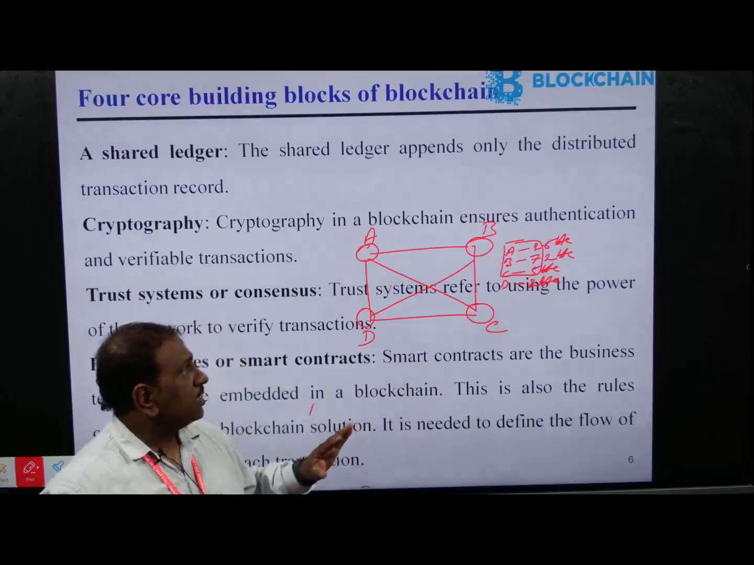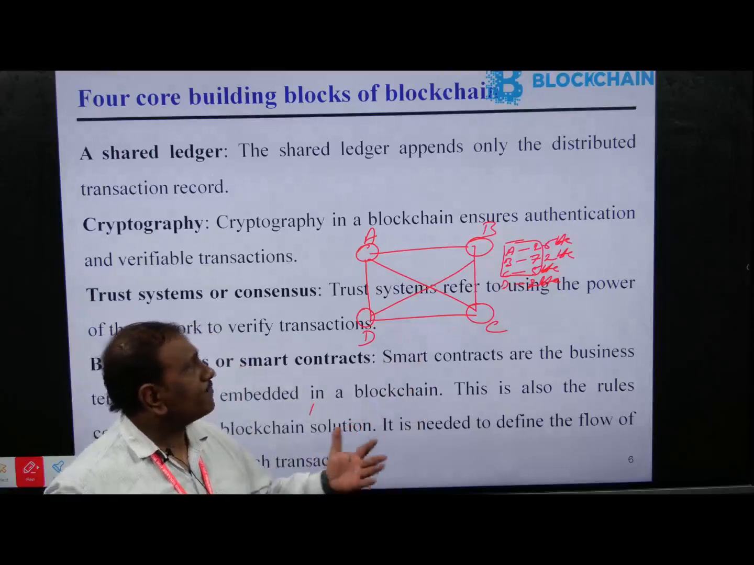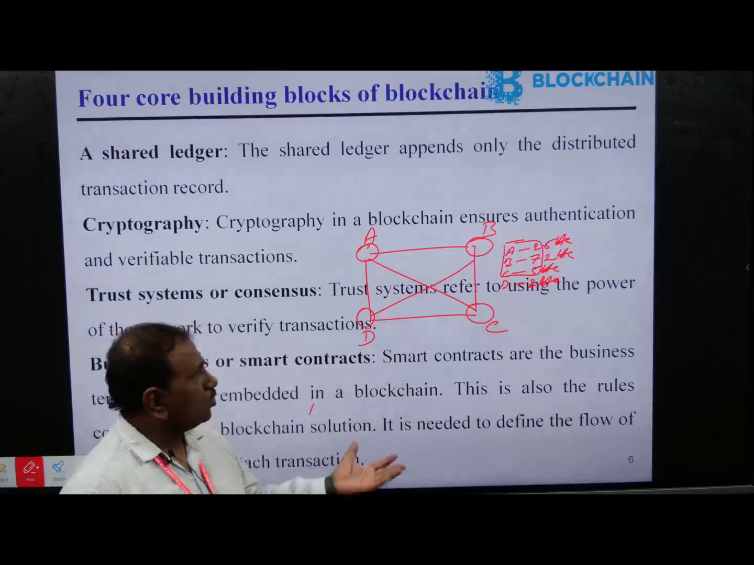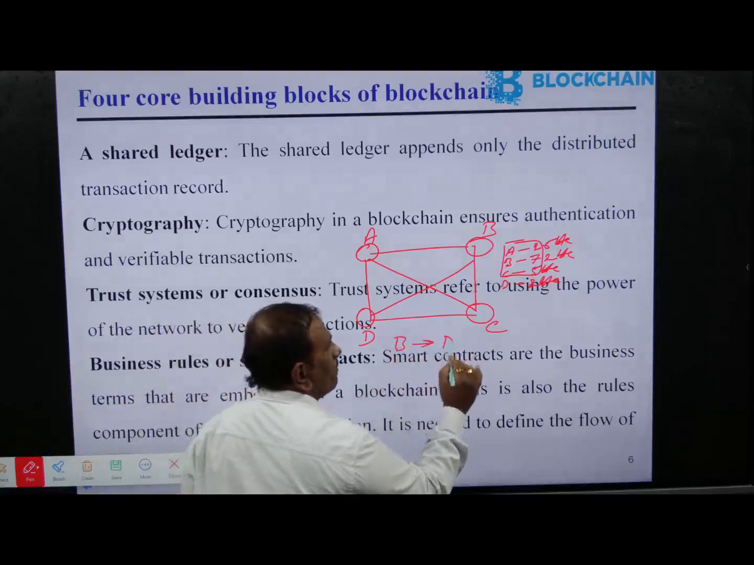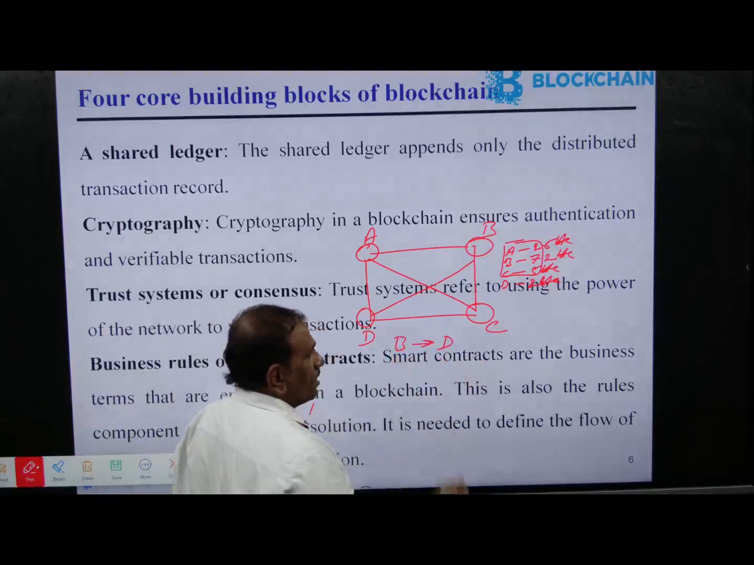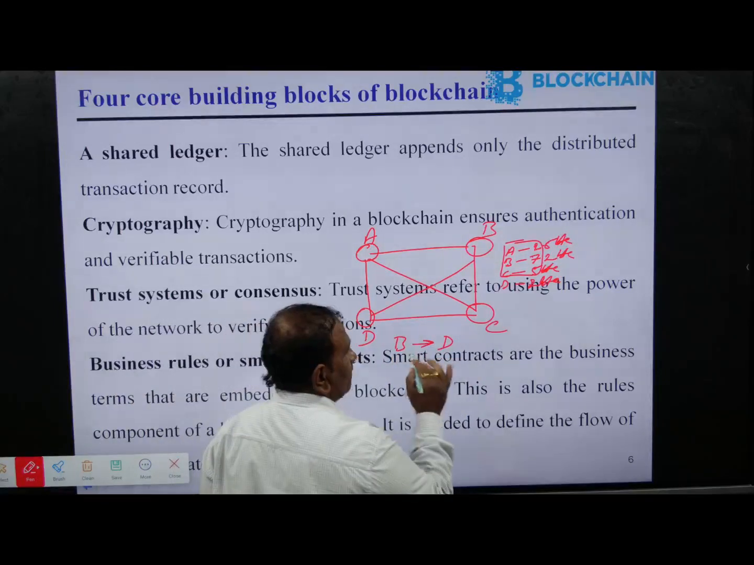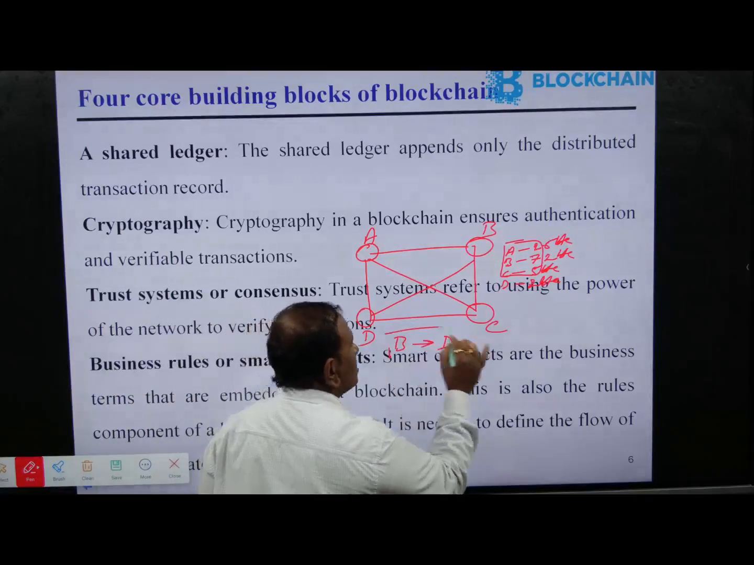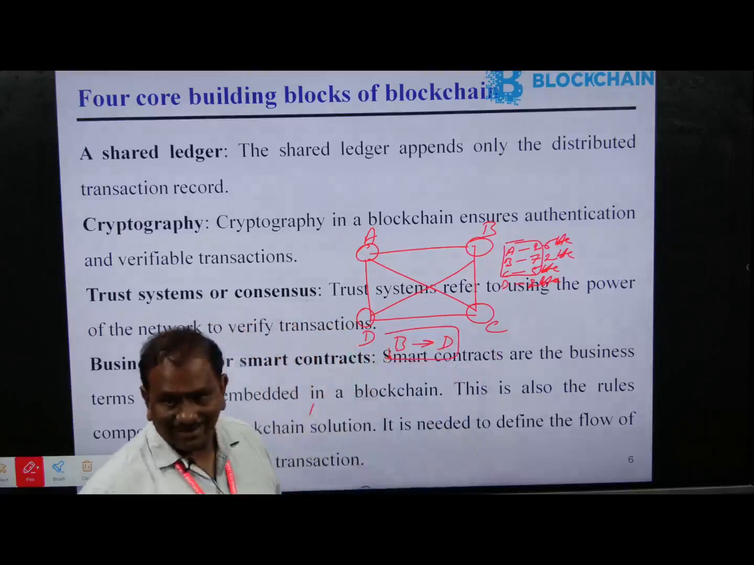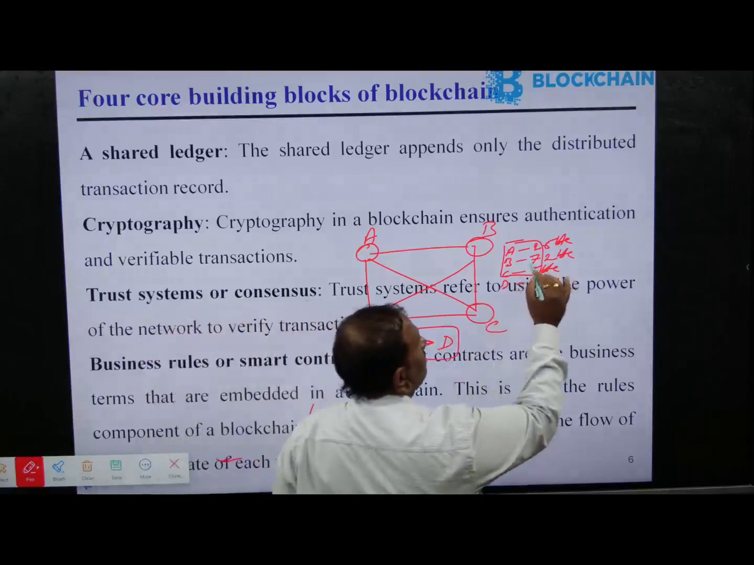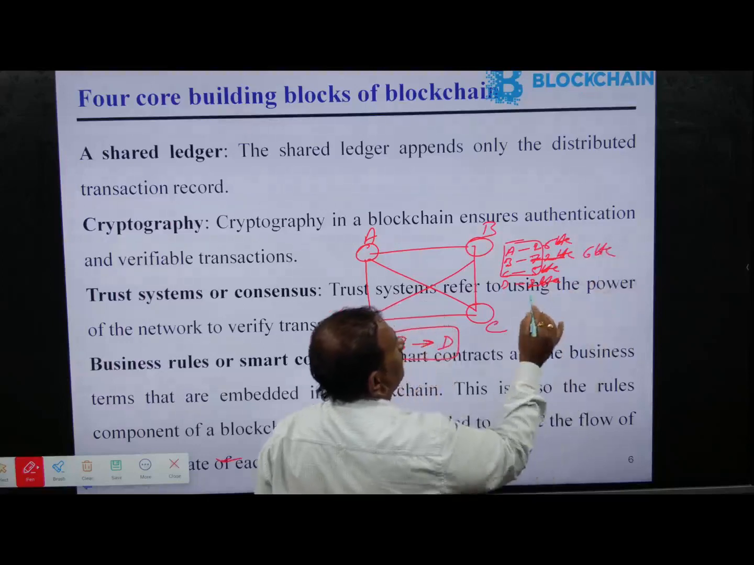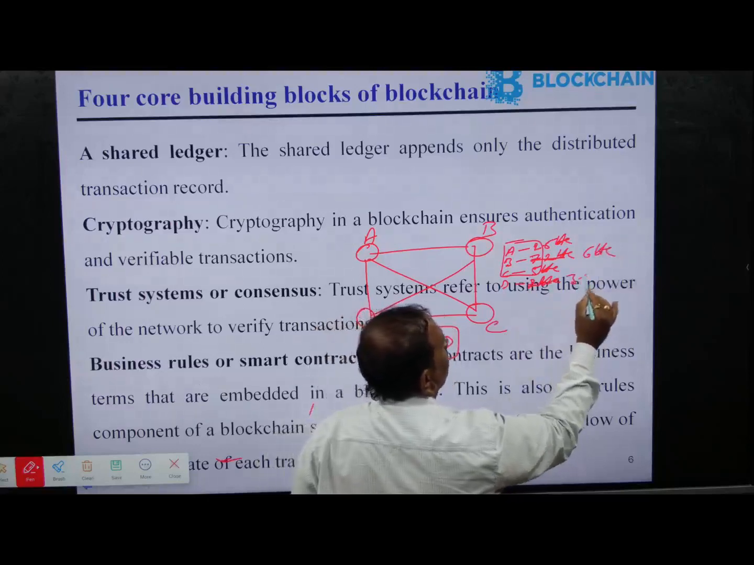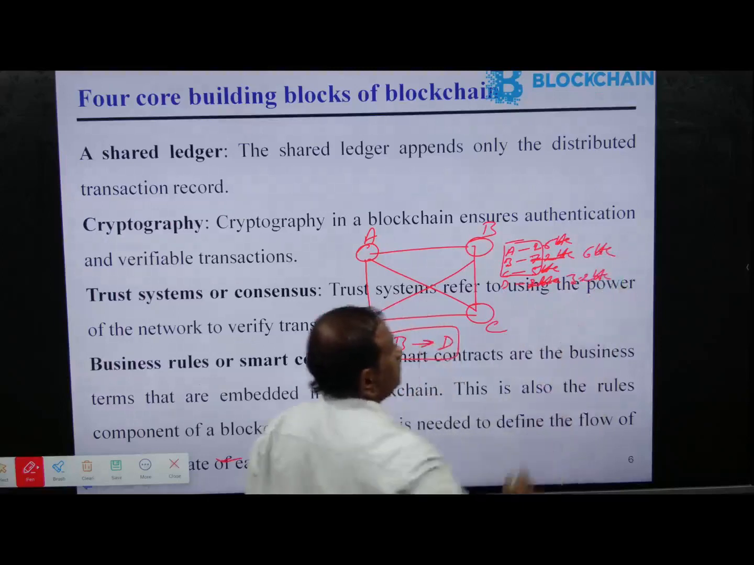Now suppose B wants to transfer 1.2 BTC to D. Then whenever this transaction is executed, it has to be updated so that B has only 6 BTC, and D has 3.2 BTC.